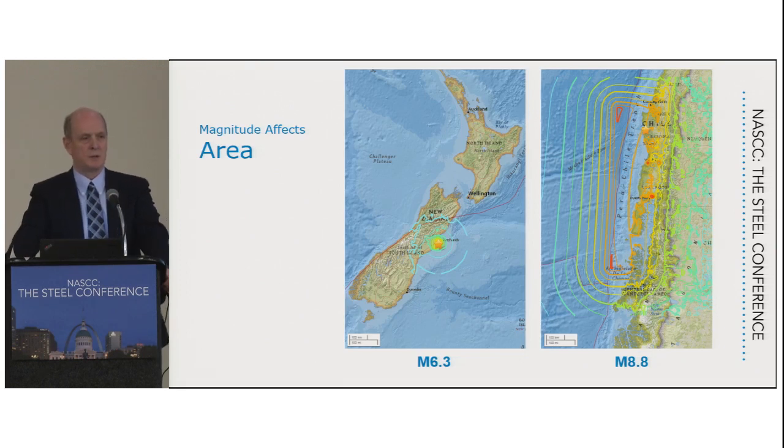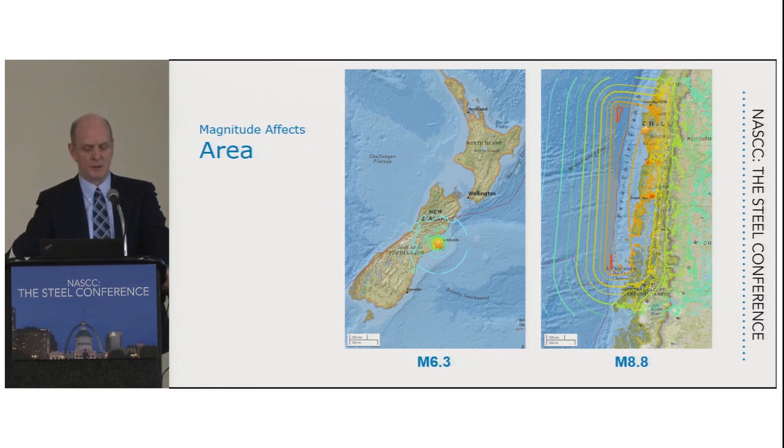So I've got on the screen 2 different earthquakes. The one on the left is the 2011 Christchurch, New Zealand earthquake. It was a magnitude 6.3. The one on the right is the magnitude 8.8 Biobío, Chile earthquake. These maps are drawn to the same scale.